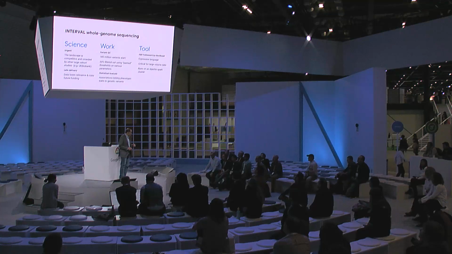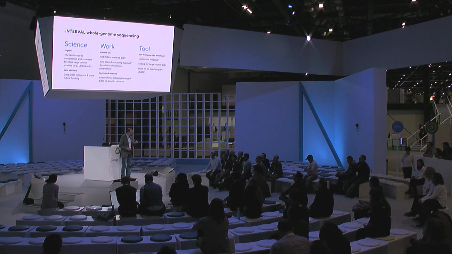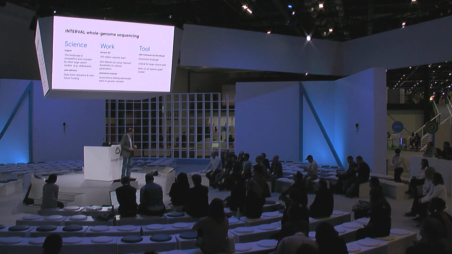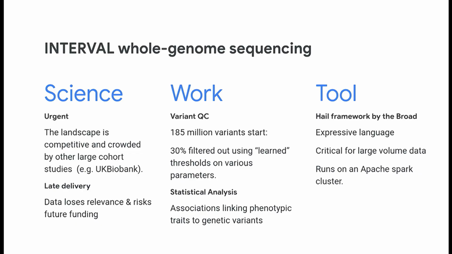So I've mentioned what the science is, but really the thing I want to point out about the science is that it's actually urgent now. The reason is that the landscape is competitive, and whilst this study was interesting and unique when it popped up 2 years ago, it's now getting steadily eclipsed by other large cohorts. The field is competitive, especially if you think of UK Biobank. Specifically, the late delivery of this data means that it loses relevance. And whilst nobody's going to get fired or lose their jobs, we're all at risk of loss of future funding if this stuff shows up late.